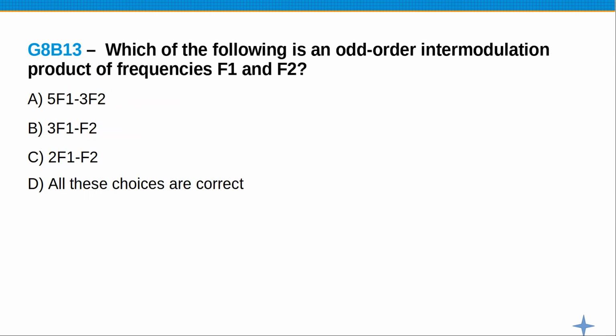Which of the following is an odd order intermodulation product of frequencies F1 and F2? Because the difference between F1 and F2 is a single one, where this is 3 times, this is 5 times, so it's going to be a second order.